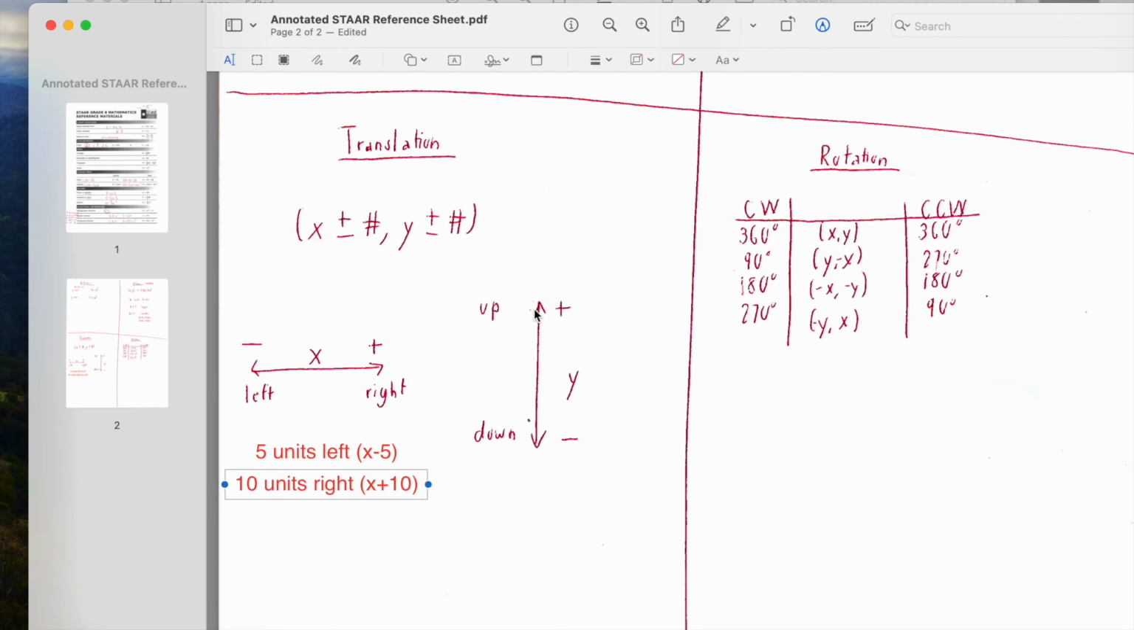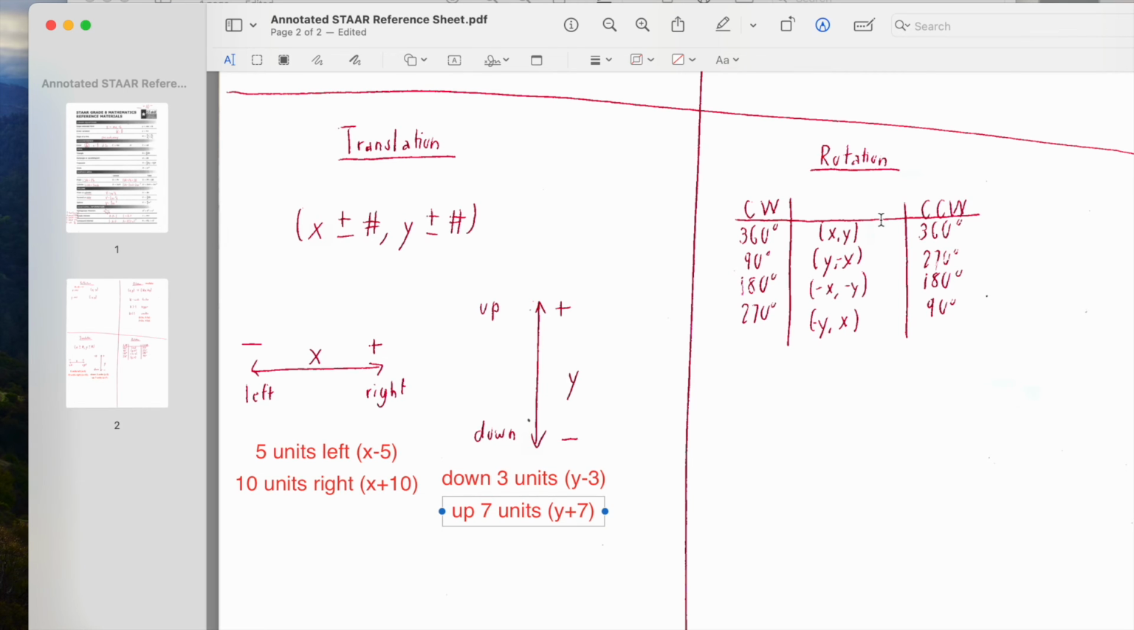Then you're going to draw a vertical line and label it up, down. This represents the y-axis for the y-coordinate. If you're going up, you're going to be adding, and if you're going down, you're going to be subtracting. For example, if you're going down 3 units, the second part of our rule, because each rule needs an x and a y, would look like y minus 3. And if we were going 7 units up, our rule would be y plus 7.